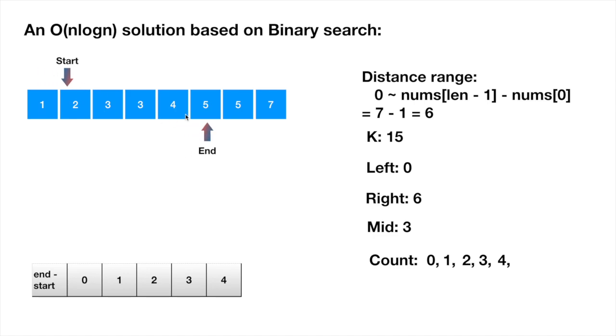So when we move to 5, the start pointer also moves to the next element, 2. In this situation, our largest distance is 5 minus 2 equals 3, which is equal to mid. So this is a legal pair. And we also need to calculate the count, and end minus start equals 4. And next, move the endpoint.